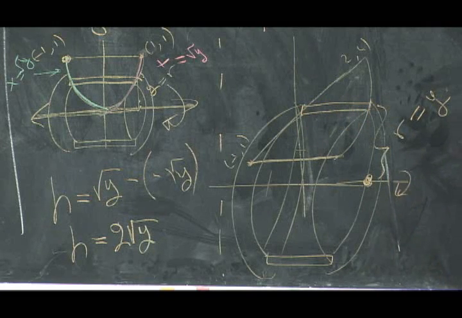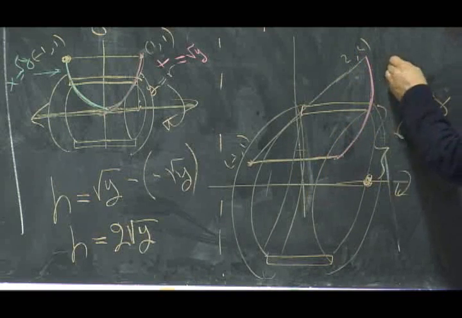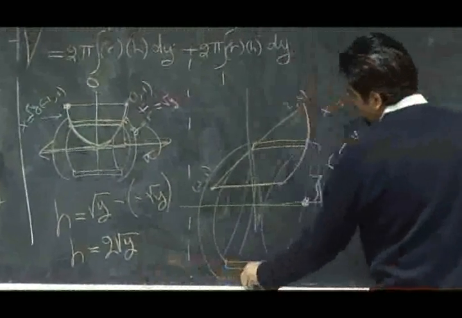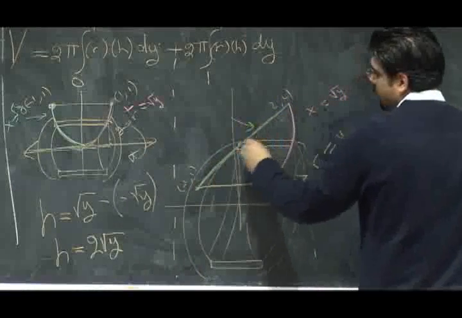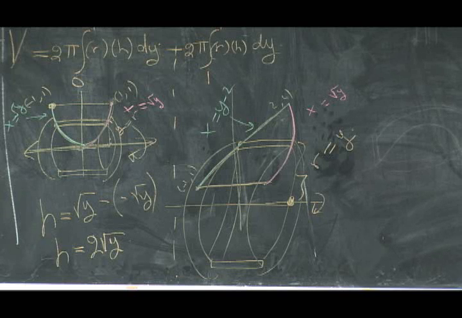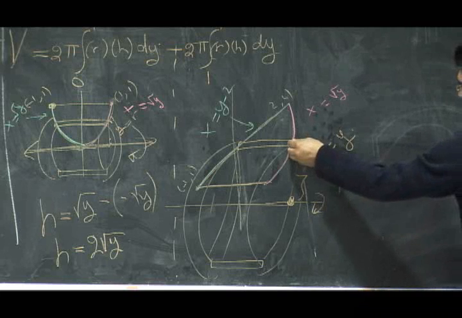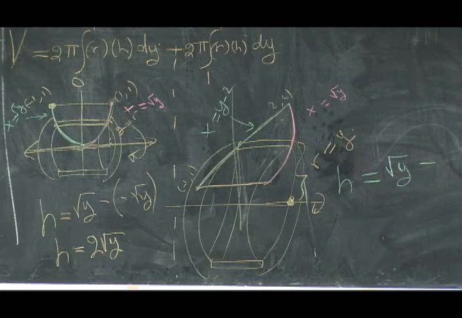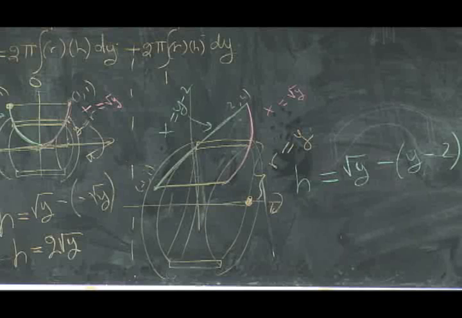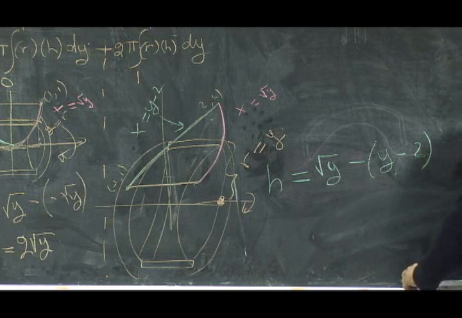To get the height of the shell, you're going to subtract the x value of this curve. That curve is square root of y. And the curve on the left is y minus 2. Right? y equals x plus 2, so x is y minus 2. So then to get the height, you do the x value on the right minus the x value on the left. And that's your height. That's the radius and the height for the second integral.